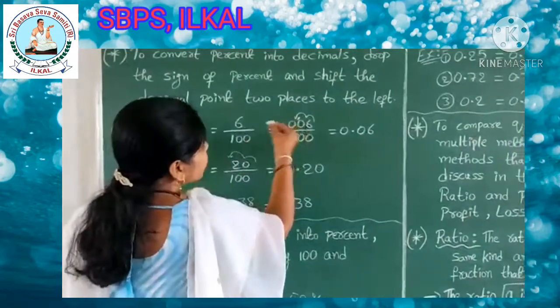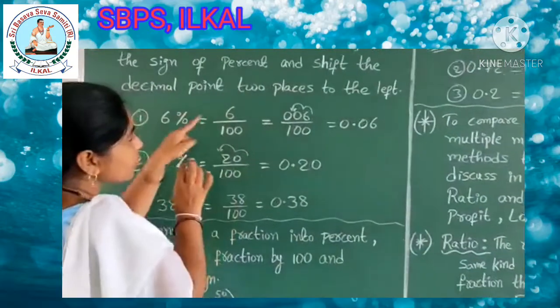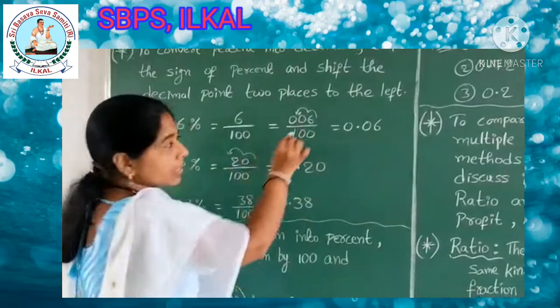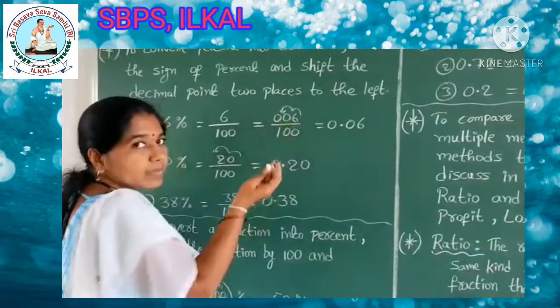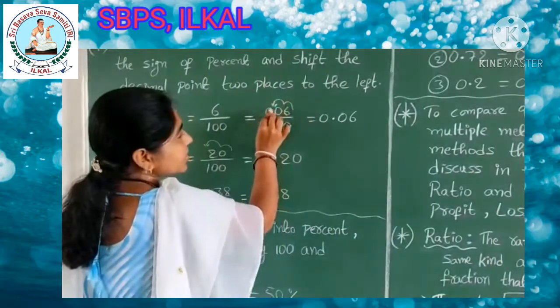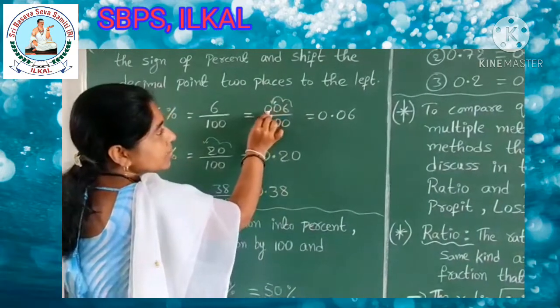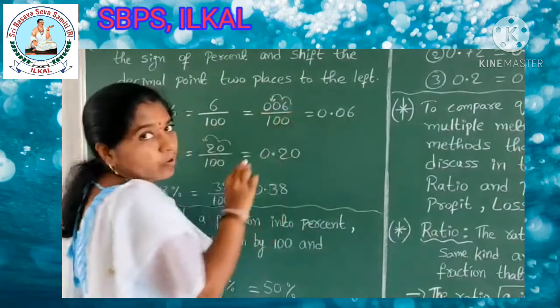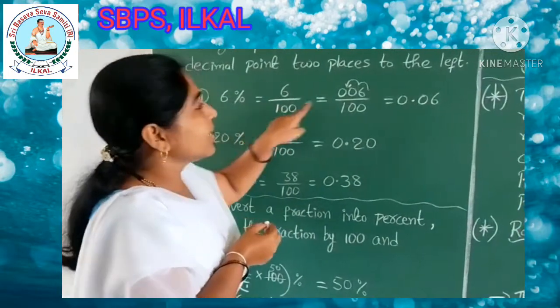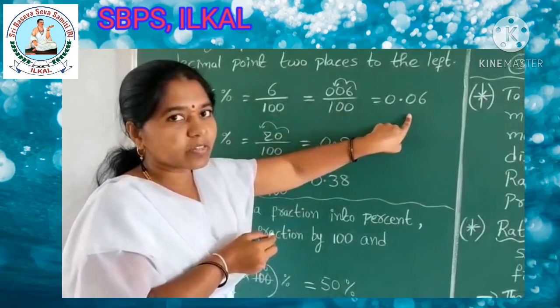Means, if I shift directly, how many zeros will come? Before, I have considered 2 zeros: 006, which is nothing but 6 itself, divided by 100. 2 places if I shift, the point will come here, 0.06. Okay? 6% in fraction can be written as 6 by 100. In decimal it will become 0.06.